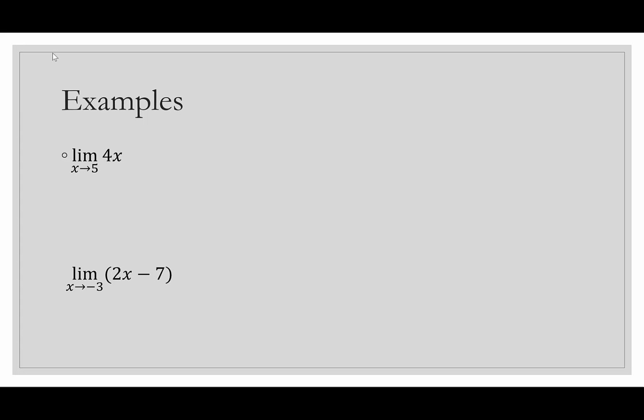So if I have the limit as x goes to 5 of 4x, we can just do 4 times 5 is 20. If I have the limit as x goes to -3 of 2x minus 7, I'm going to do 2 times -3 minus 7. That gives me negative 13. Again, we're just plugging values in, and you probably think like this is the same thing as just evaluating functions.